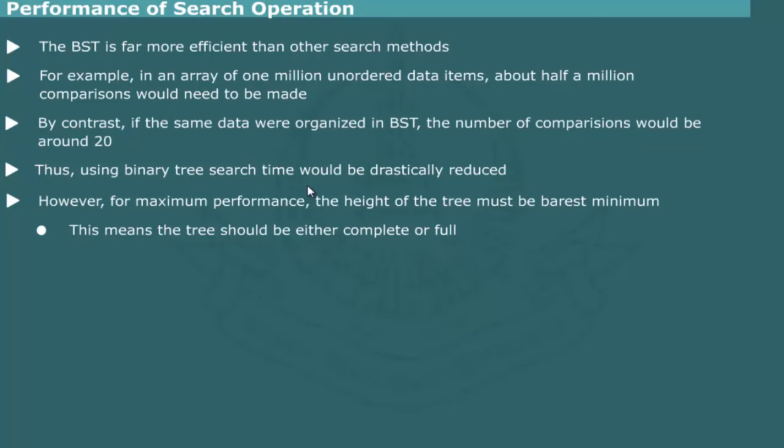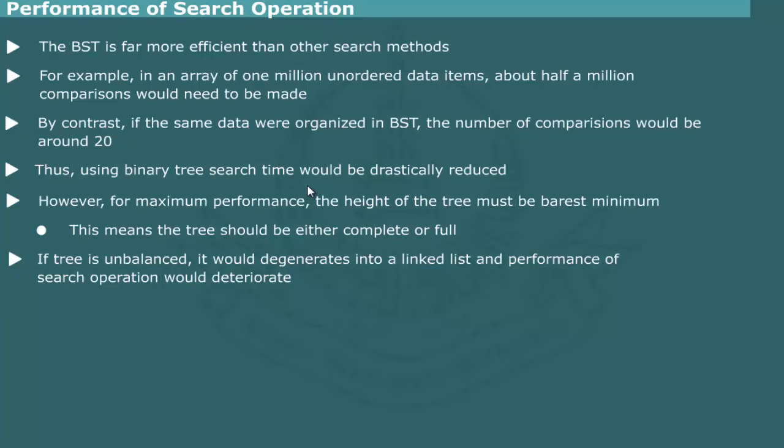If, for some reason, the tree becomes unbalanced and skewed to the left or right, then it would degenerate into a linked list with height equal to the number of nodes. In this case, the performance of the search operation would be O(n).